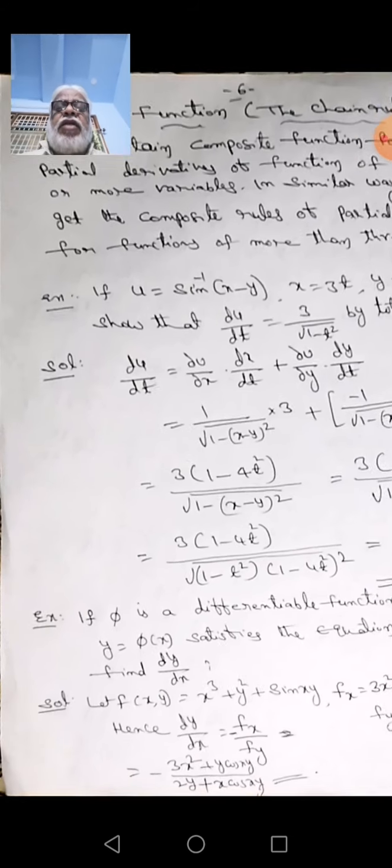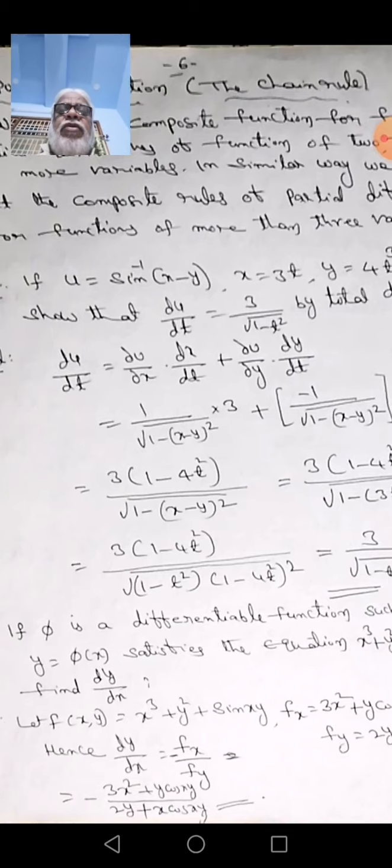Now, what is a composite function in total differential equation? What is the meaning of a composite equation? Composite means, generally, if two or more equations are there, that is called a composite equation. Now, you see the definition for this. We obtain composite function for finding partial derivatives of functions of 2, 3 or more variables.